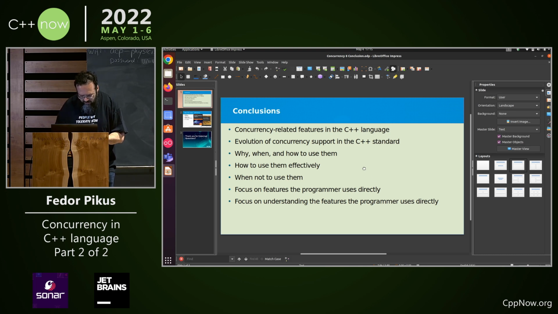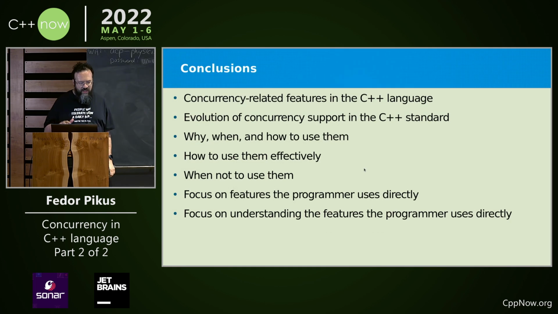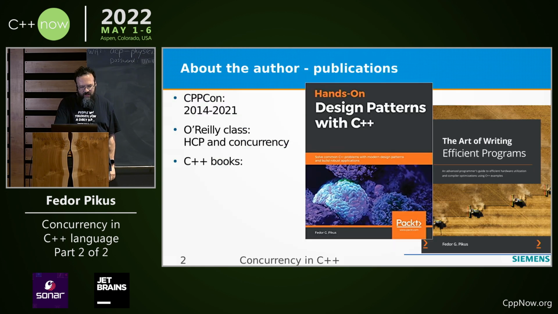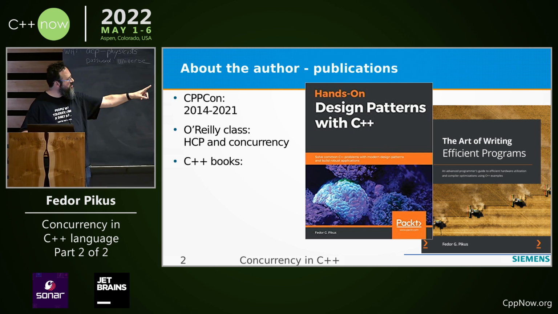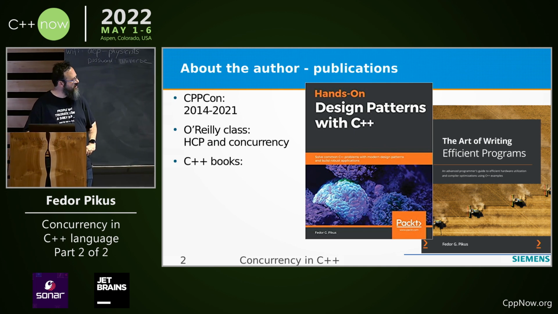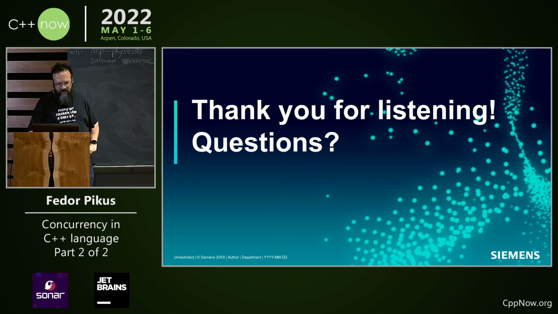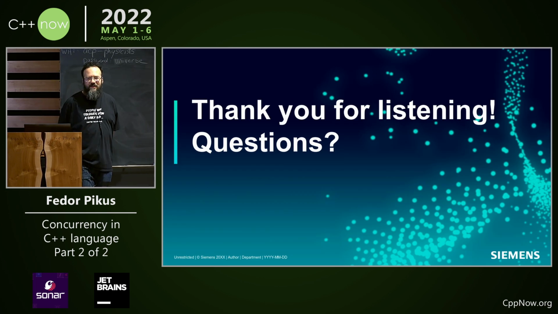So we've seen coroutines, which are the latest of the concurrency-related features in the evolution of the standard. I've tried to show you how to use them, why to use them, and why they're there. If you want to read more, I write especially in my book on performance about a lot of the concurrency stuff. And with that, thank you for being patient.